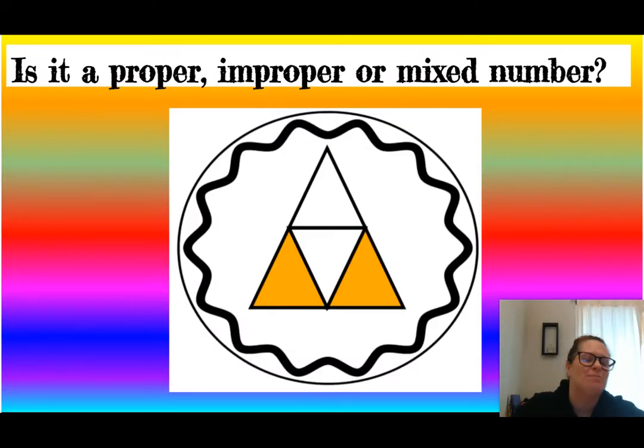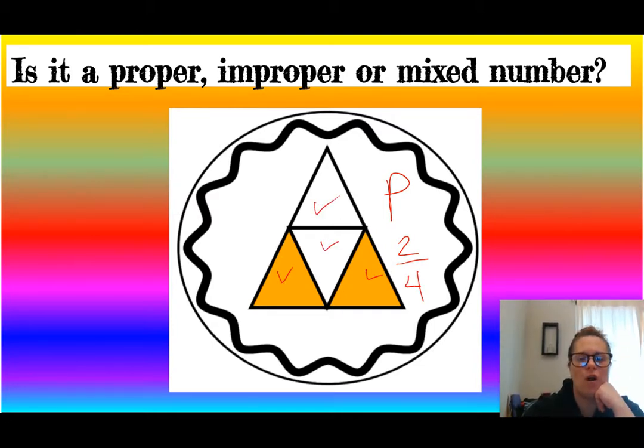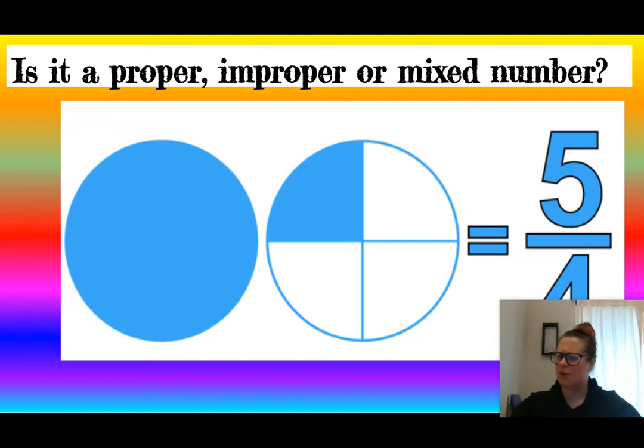Check this first fraction out. How would you classify this? Is it proper, improper, or mixed? In your head, say it. I'm hoping that you said it's proper. You know it's a proper fraction because I have 2 parts shaded. I'm going to count my equal parts: 1, 2, 3, and 4. 2 over 4. My numerator is smaller than my denominator. Therefore, it's proper.